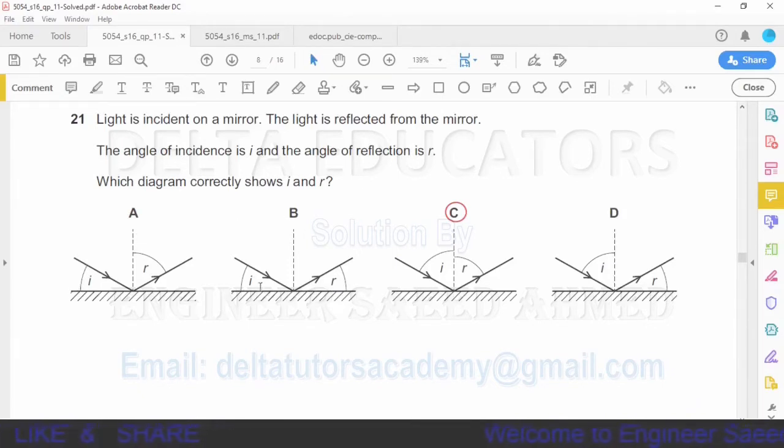In option B, both angle I and angle R are shown incorrectly. In option C, angle I and angle R are shown correctly, so option C is the correct one. Here the angle in between the incident ray and the normal is the angle of incidence, whereas the angle in between the normal and the reflected ray is the angle of reflection, so it is correct. In option D, angle I is shown correctly, but angle R is not shown correctly. It is incorrect. So our correct option is option C.